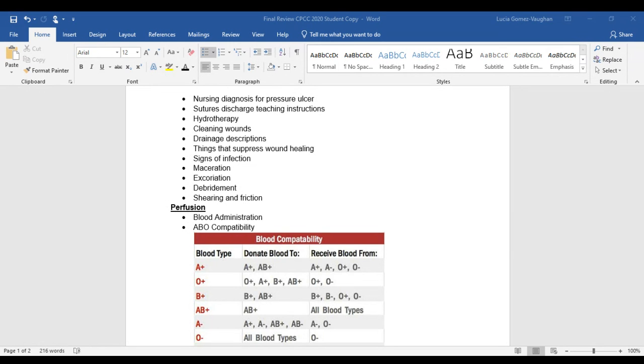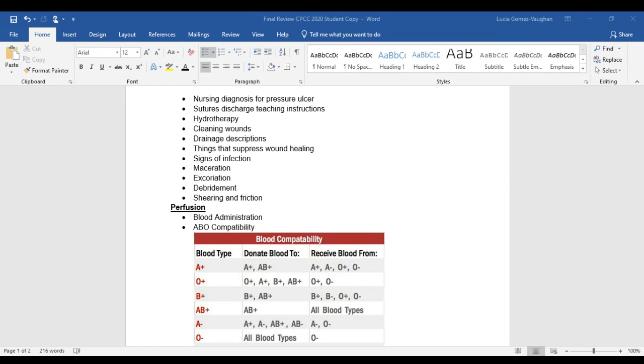Cleaning wounds. Normal saline is the cleanser of choice. When I'm cleaning the wounds, I'm assessing. I'm looking for signs of infection. Signs of infection include purulent drainage, odor, pain, redness, tenderness, and fever.